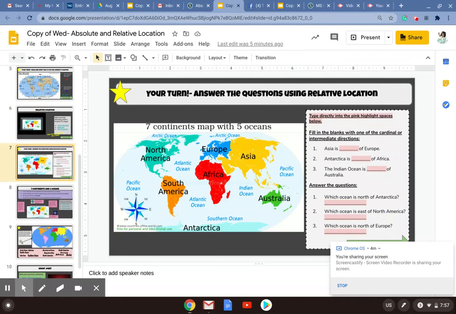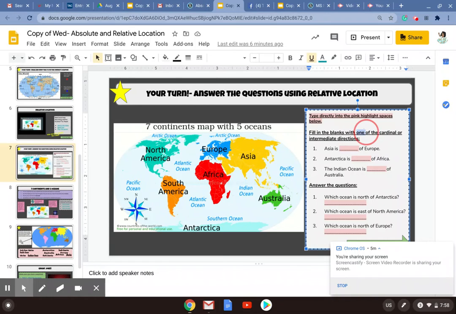Then it's your turn. You're answering the questions using relative location. That's the key vocabulary word. And it tells you to type directly into the pink highlight spaces below. So Asia is blank of Europe. I'm looking for one word. That's all we're looking for. Right here, fill in the blanks with one of the cardinal directions.